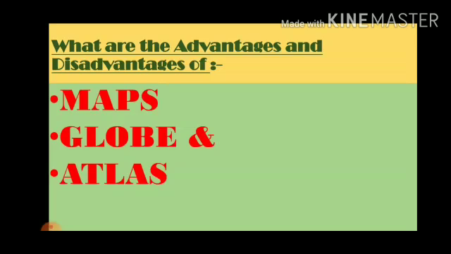Next, atlas. What is the advantage? We can see small areas in great details because it is a book of maps. Different maps we can see here. Number 2, we can carry it everywhere because it is a book, so it is very easy to carry everywhere. And what is the disadvantage? Same like maps, we can't see here the actual rotation of the earth. Okay, clear?